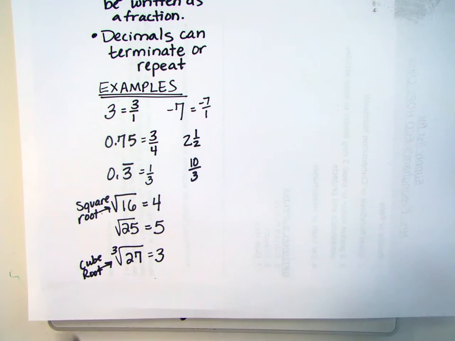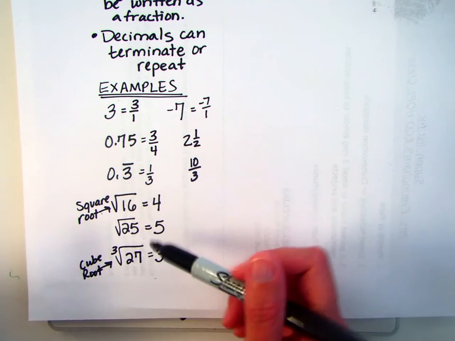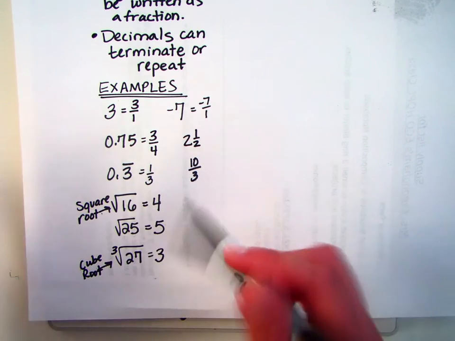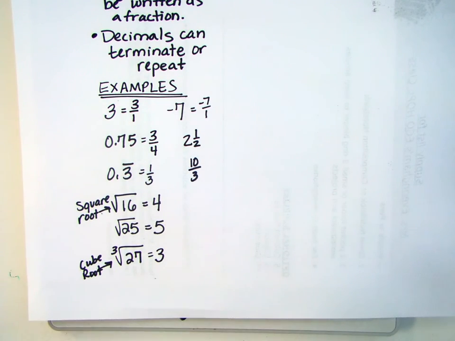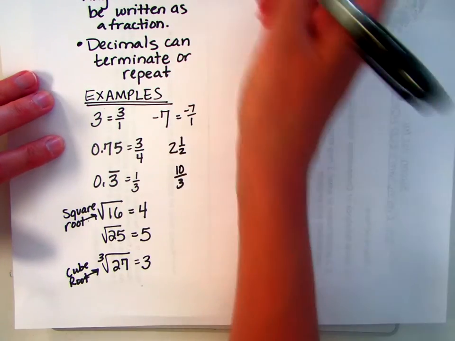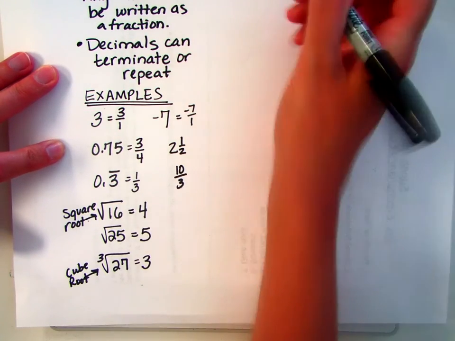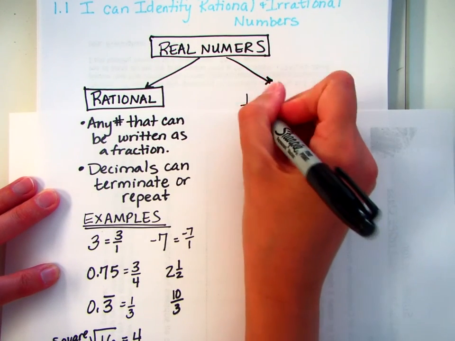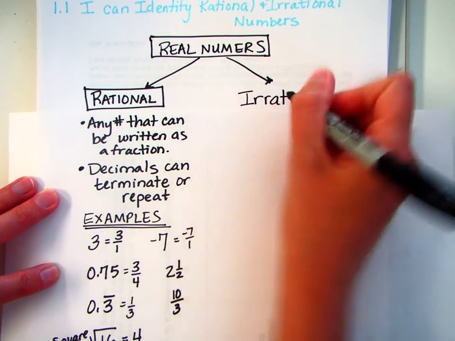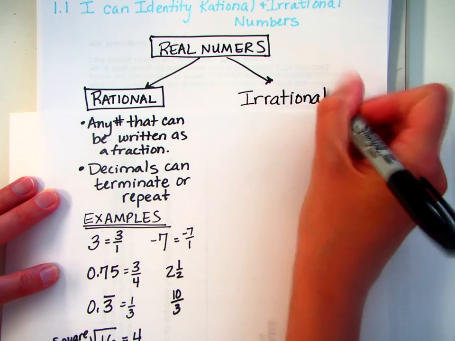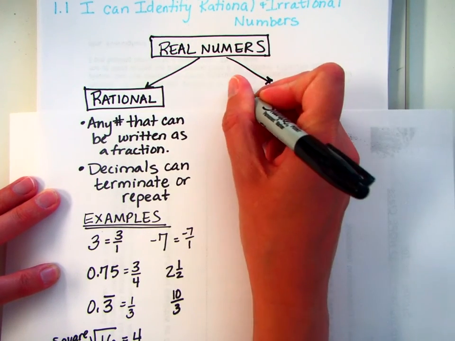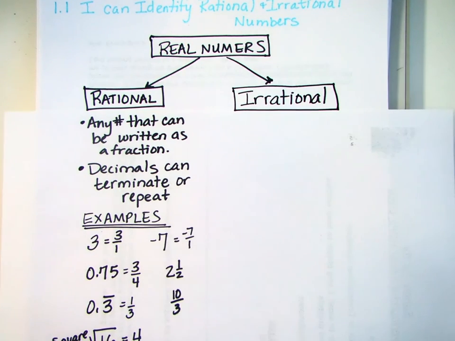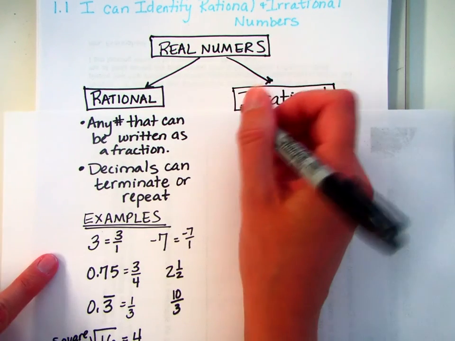Okay, I just wanted to introduce those to you because we're going to run into our square roots and cube roots on the other side also when we talk about irrational numbers. So let's move over here and talk about our other side of the real numbers, and that is irrational numbers. Okay, irrational numbers cannot be written as a fraction.